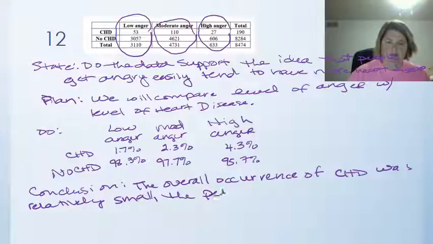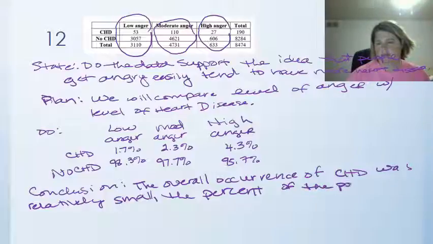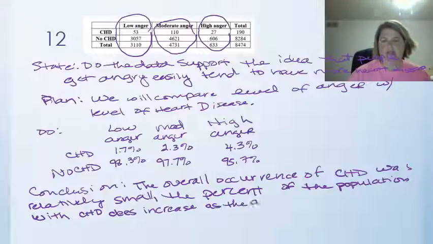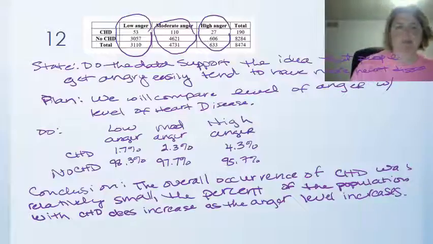The percent of the population with CHD does increase as the anger level increases. So apparently there is some association between anger, the level of anger, and chronic heart disease. All right, and that's it for today.